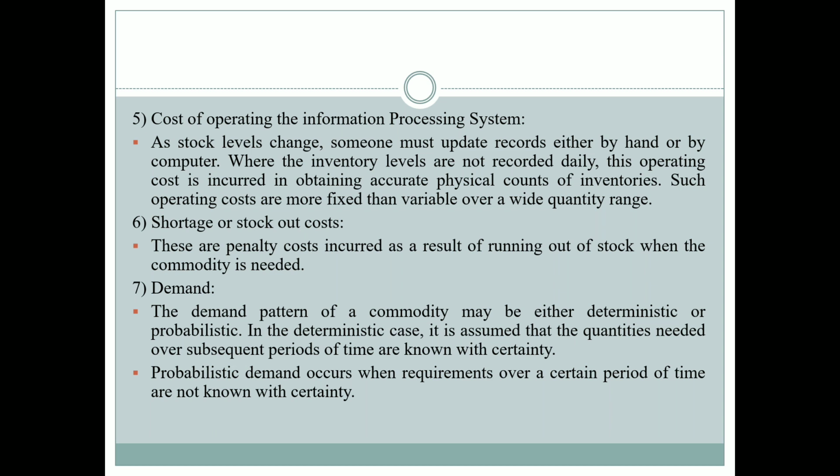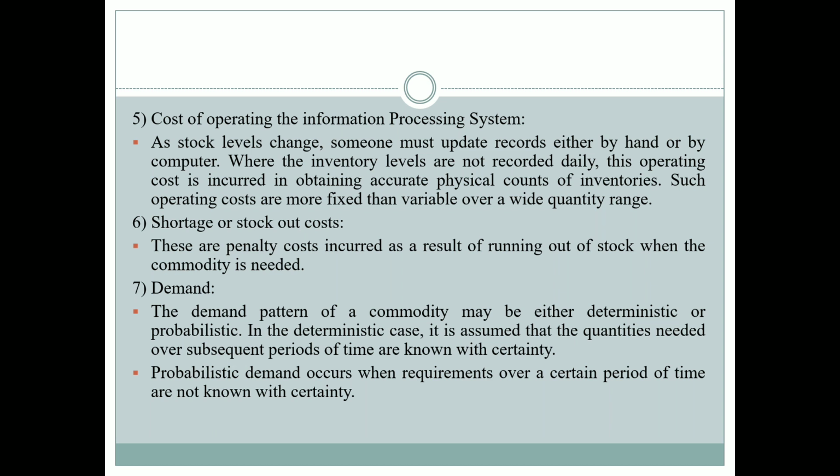Next, the cost of operating the information processing system. That is, as stock levels change, someone must update records either by hand or by computer. Where the inventory levels are not recorded daily, this operating cost is incurred in obtaining accurate physical counts of the inventories. Such operating costs are more fixed than variable over a wide quantity range. Next come shortage or stock out costs. These are penalty costs incurred as a result of running out of stock when the commodity is needed.